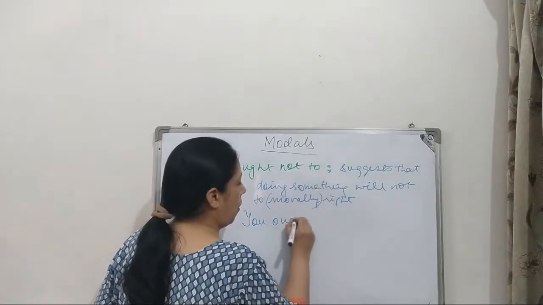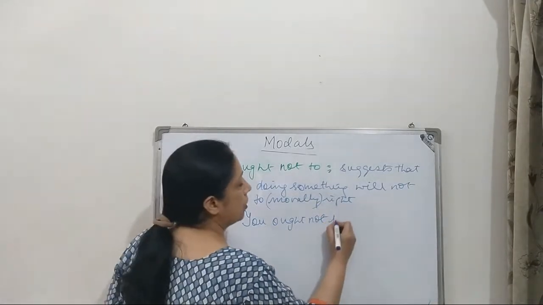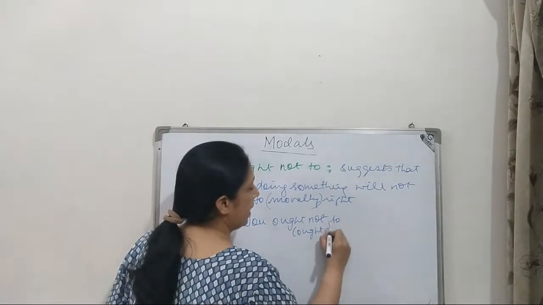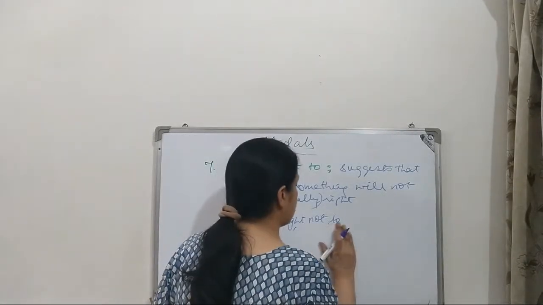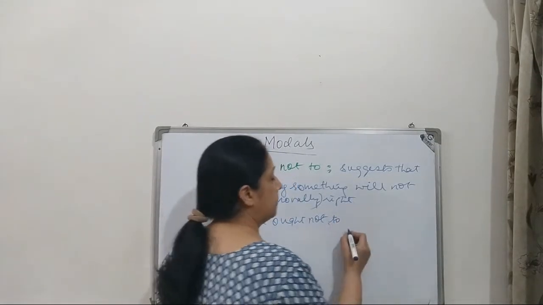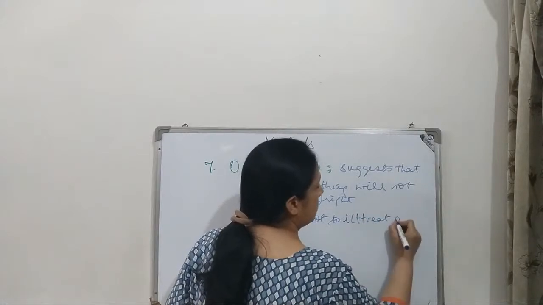You ought not to, we can say oughtn't also. Alright, we can say O-U-G-H-T like this, oughtn't, but usually we write ought not to only. You ought not to ill-treat animals.